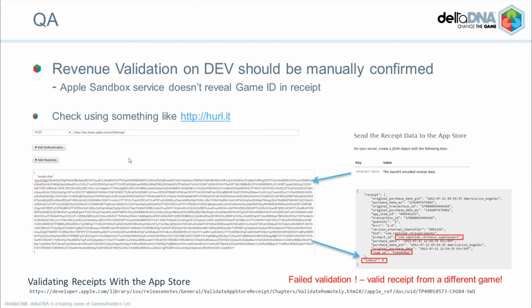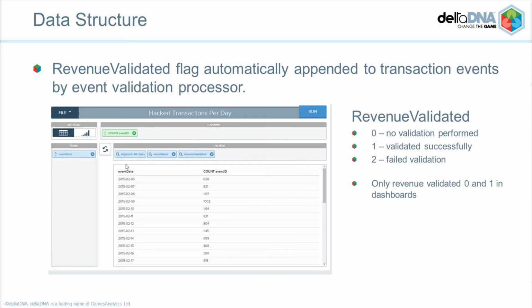Once it's set up, we do all that completely automatically for you. And what happens when the receipts come back into us? We essentially put a flag against the transaction. We add an additional parameter behind the scenes. We add the revenue validated flag, and it's automatically appended onto each transaction event, and the value within that flag determines whether it was a good transaction or a bad one.